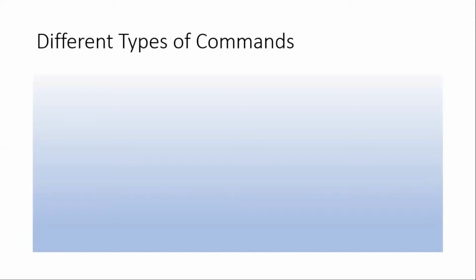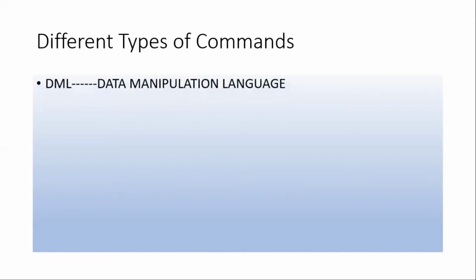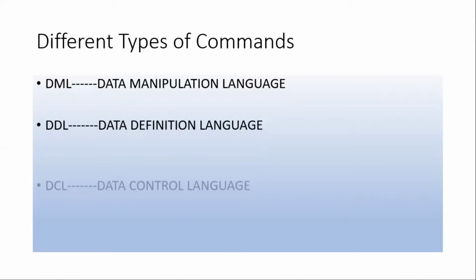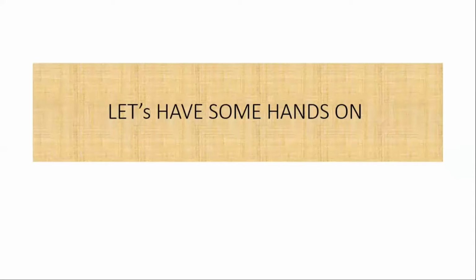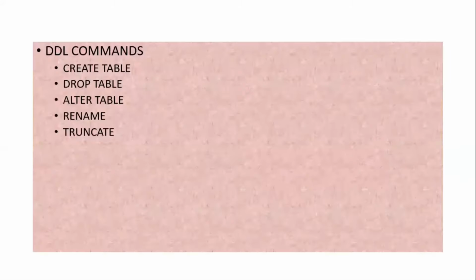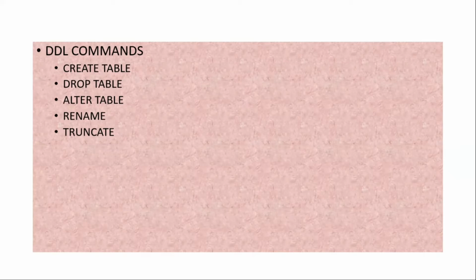So now we go to the different types of commands. That is data manipulation language, DML, DDL, that is data definition language, and DCL, that is data control language. We will see in depth. And now, of course, we have to learn something, and we can never learn by just listening. We need to have some hands-on practice. So let's have it. DDL commands are create, drop, alter, rename, and truncate.